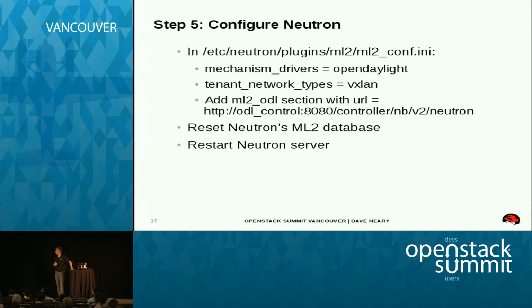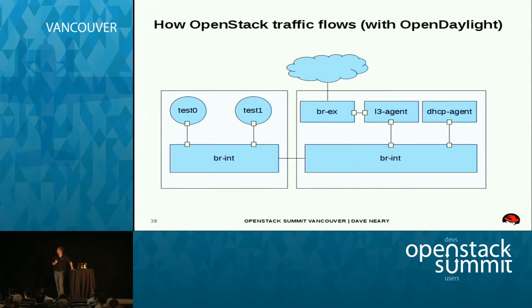Then you configure Neutron. So there's an ini file. You just set the mechanism driver to OpenDaylight, your tenant network types to VLAN, and this is the API endpoint: ODL control host, port 8080, controller/nb/v2/neutron. That's just the API endpoint that's exposed by OpenDaylight. And so you're done. We can stop now.